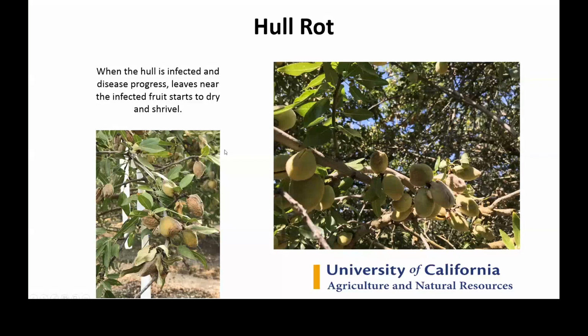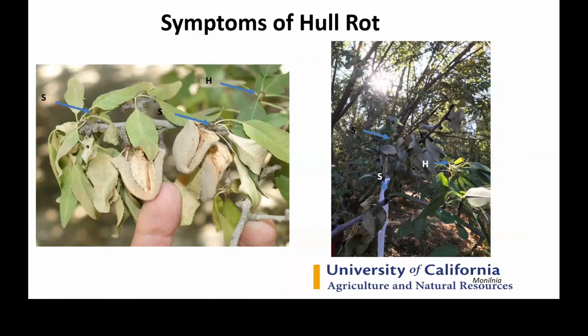As the disease progresses, sometimes we can see the whole branch, as the fumaric acid moves into the branch, it will kill the branch. So it's worth noting that hull rot is not going to affect the current year's yield. But why we care about hull rot is that it is killing the spurs and killing the shoots that are bearing next year's yield. So under severe conditions, we are expecting to see yield reductions in the next year.